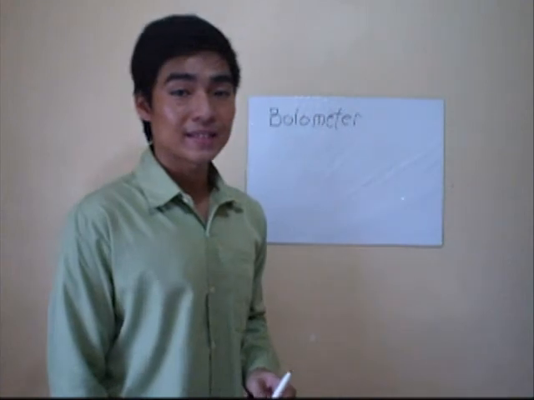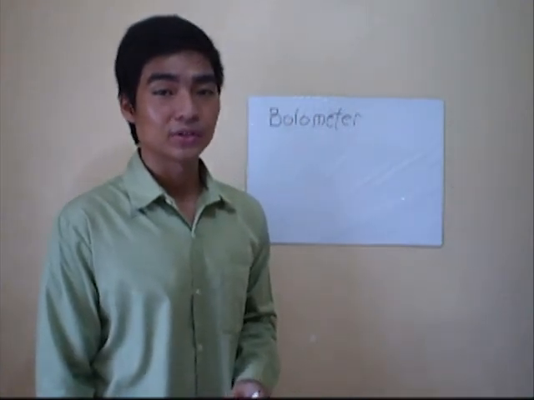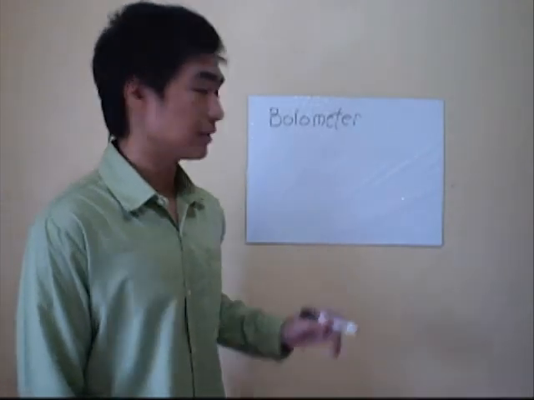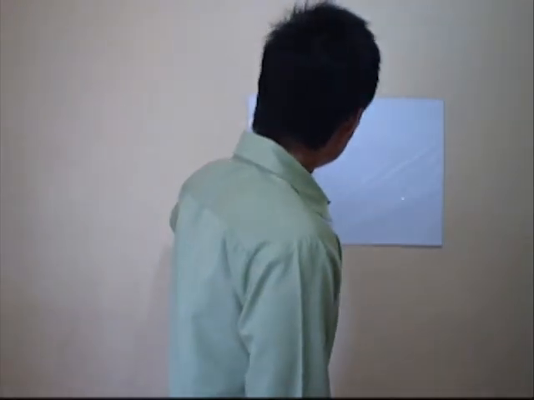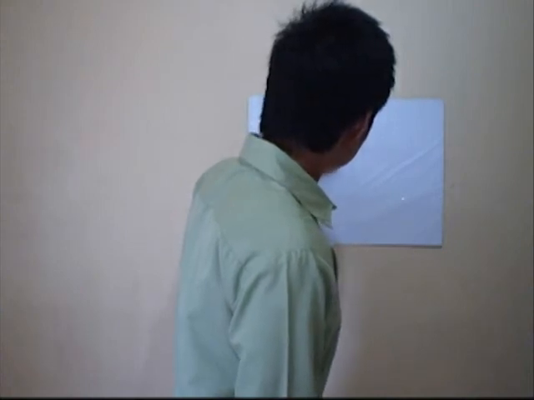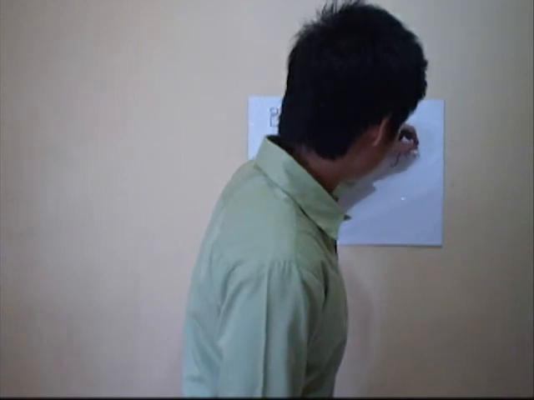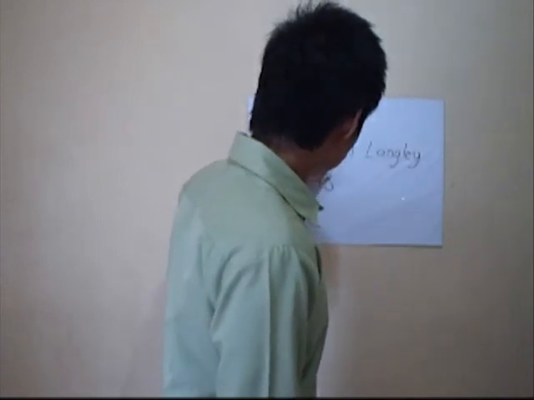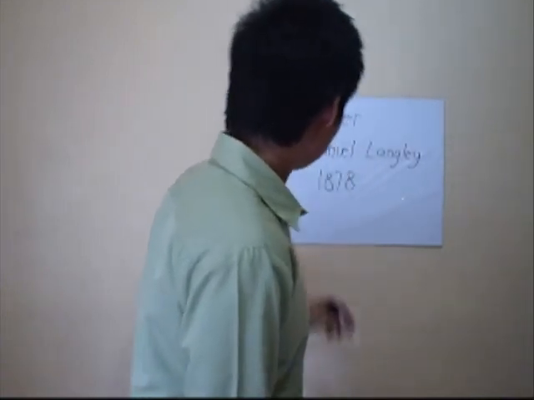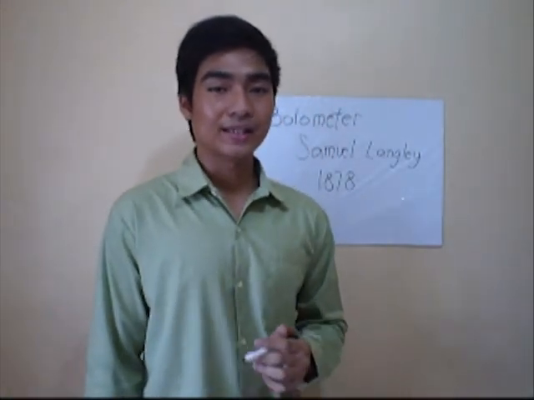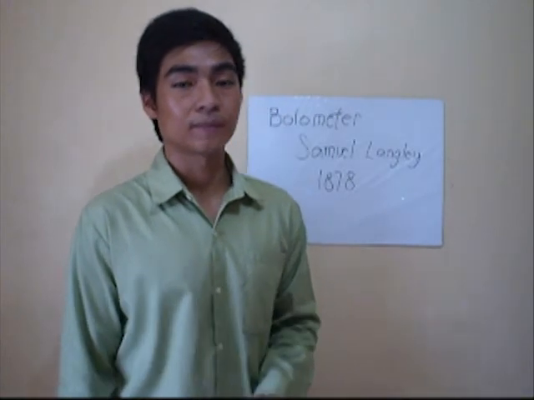Again, this is Gregorio, and I will talk about bolometers. A bolometer is a device that has the ability to measure radiation. It was invented by Samuel Langley in 1878. He invented this device in order to study the sun and its effect on the Earth's weather.